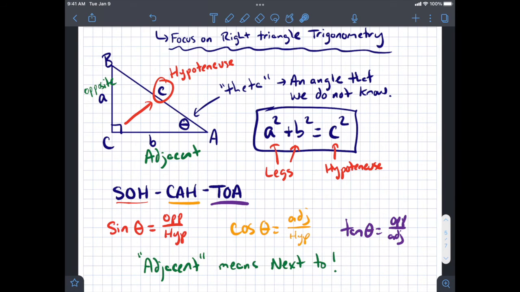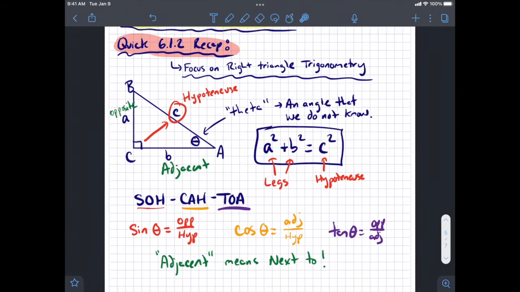As you're working through problems with sine and cosine and tangent, it's really important for you to label your triangles. Figure out what your hypotenuse is, figure out which side is next to it that's not the hypotenuse, call that the adjacent, and then your remaining side is the opposite. That's pretty much our recap of 6.1.2.